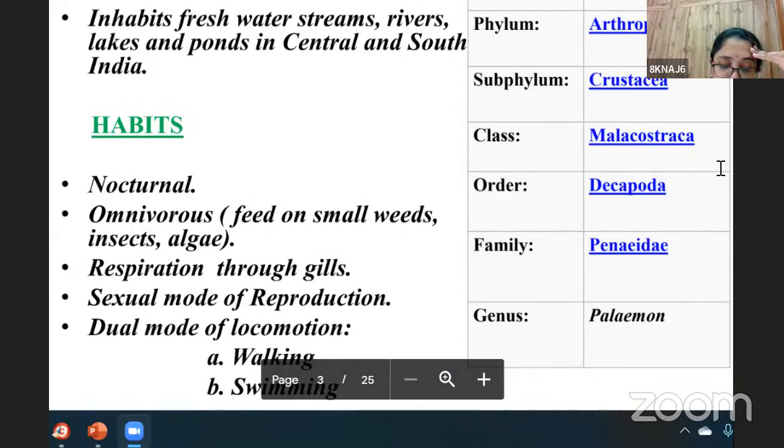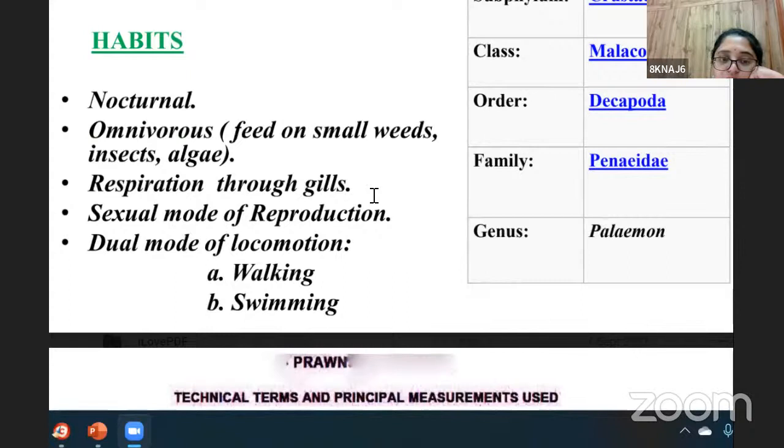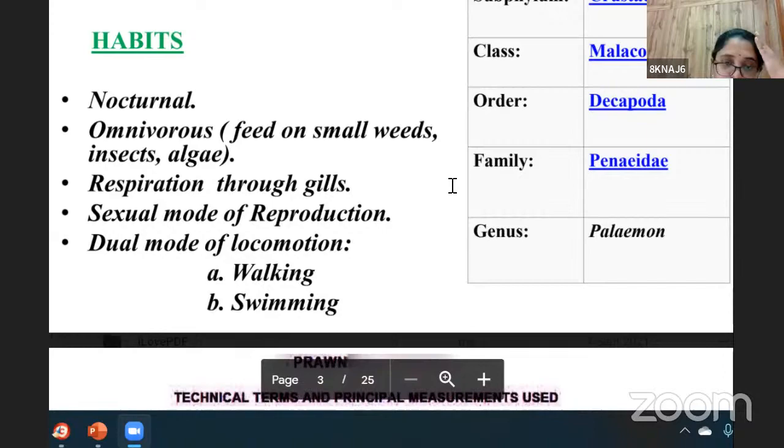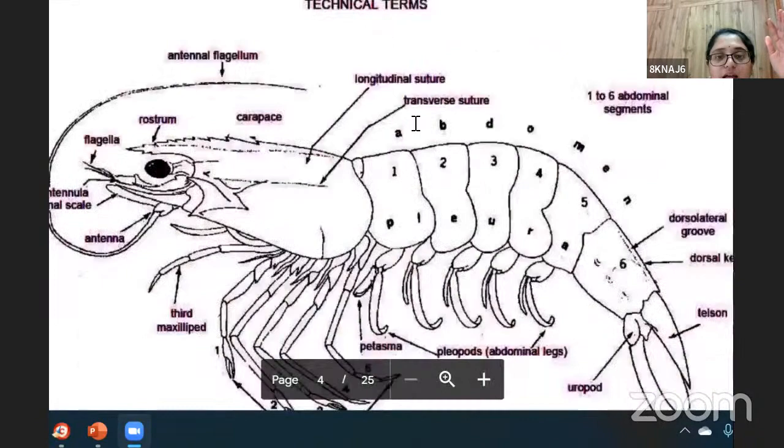Older animals differ in color according to the species. It is a nocturnal creature, omnivorous, that feeds on small weeds, insects, and algae. Respiration is through gills. It has a sexual mode of reproduction. It can also walk as well as swim. So this is how a typical prawn looks, as you can see.